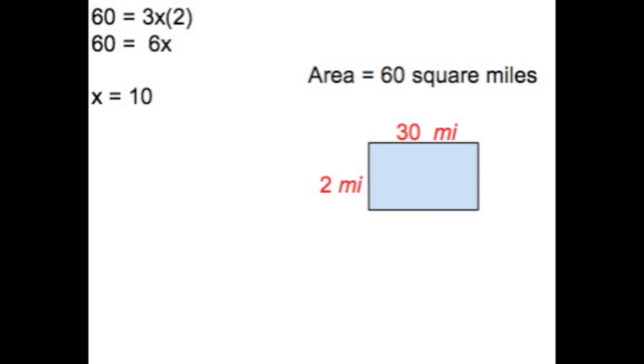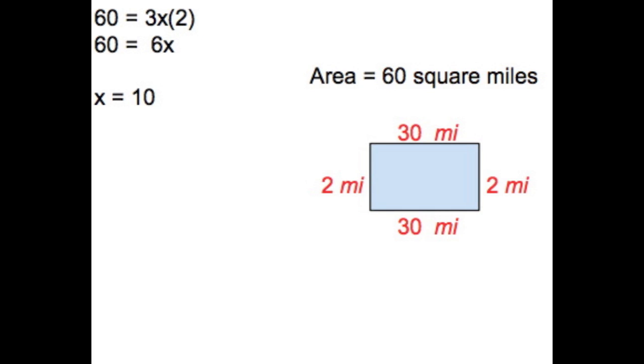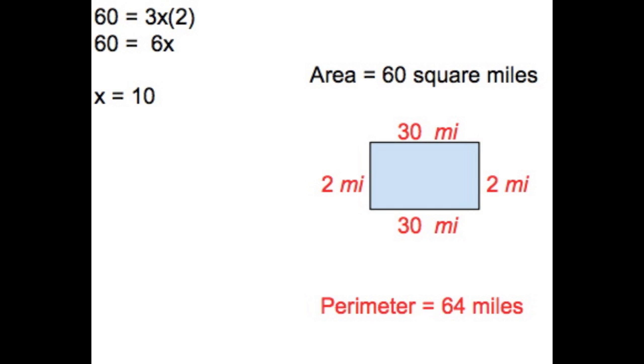We know that length times width must equal the area. So 30 times 2 equals 60. So our answer checks out. We can also determine perimeter at this point because we know the length of each side. The perimeter would be 64 miles.